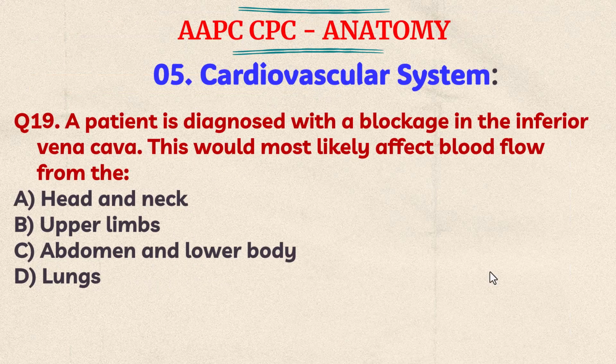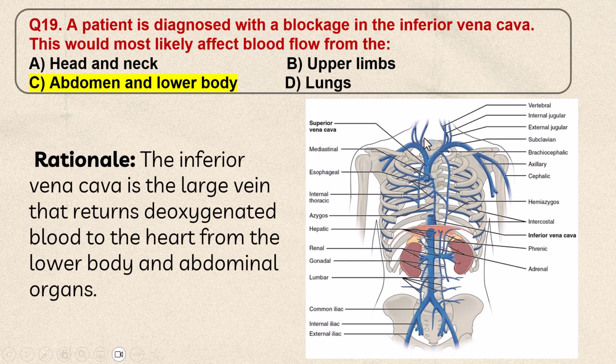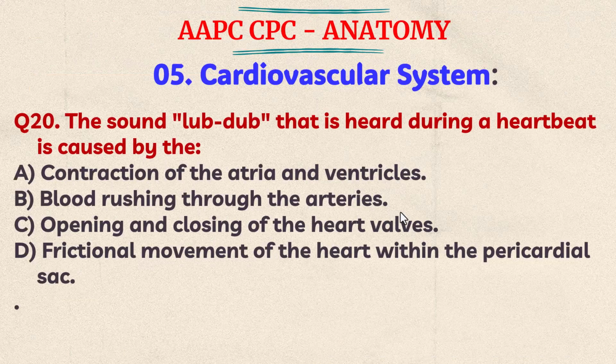Question number 19. A patient is diagnosed with a blockage in the inferior vena cava. This would most likely affect the blood flow from the A. Heart and neck, B. Upper limbs, C. Abdomen and lower body, D. Lungs. So when you look at the anatomy of the venous system, you can understand that the blockage of the inferior vena cava affects the abdomen and lower body. The inferior vena cava is the largest vein that returns deoxygenated blood to the heart from the lower body and abdominal organs.